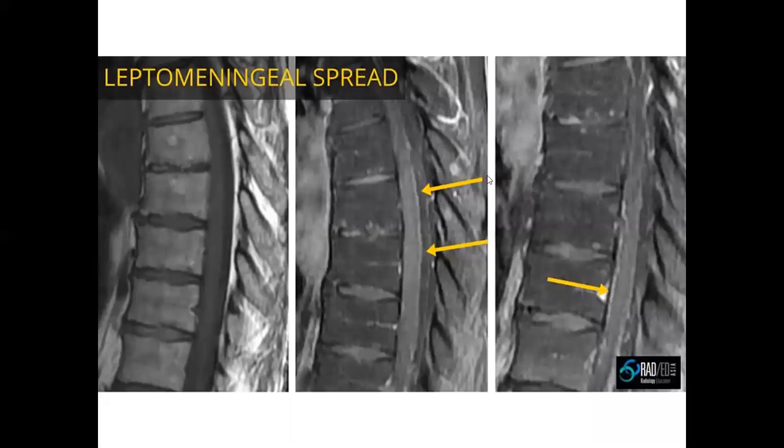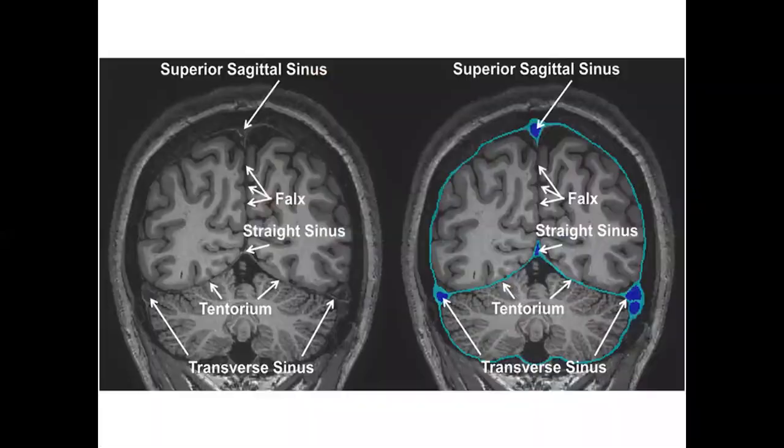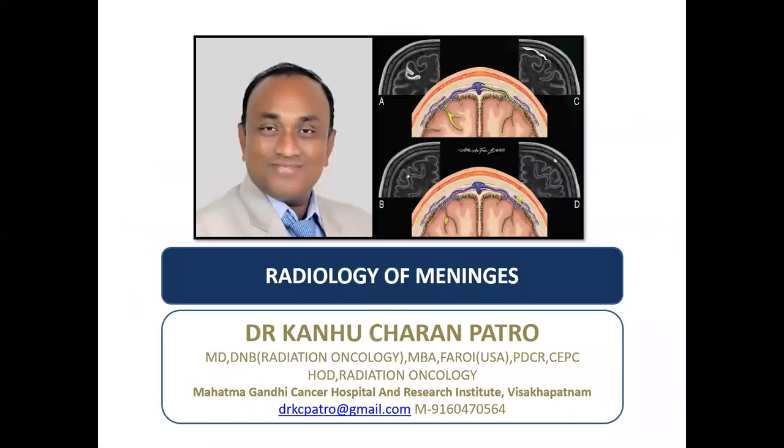Another thing you can see is in medulloblastomas, meningeal enhancement. You can see the nodular seeding and continuous enhancement in the meninges in leptomeningeal spread. Thank you very much. This is all about understanding the meninges and the normal and abnormal meningeal patterns of enhancement. Thank you very much.